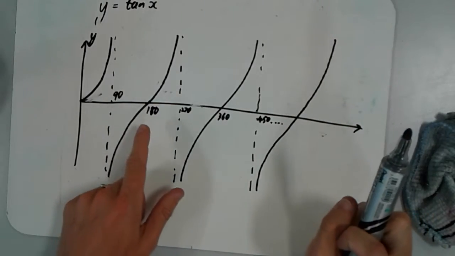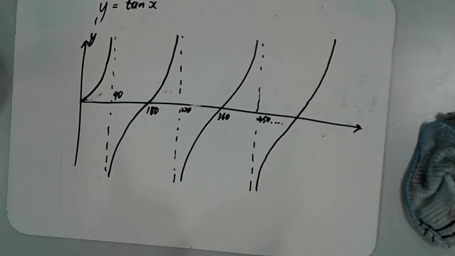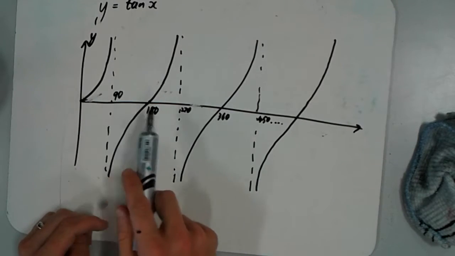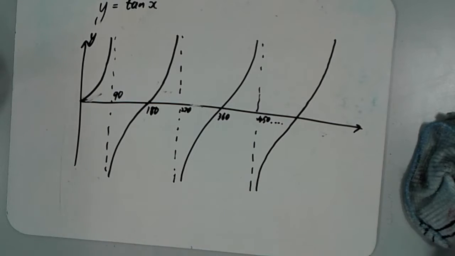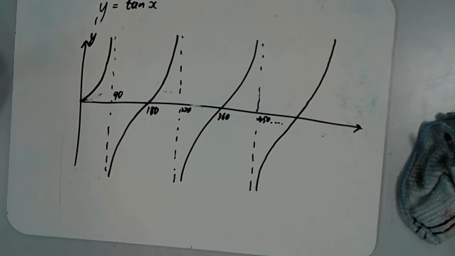Notice that this graph has a period of 180 degrees rather than 360. And this graph has asymptotes. We'll look at why that happens next week when we look at trigonometry as functions.